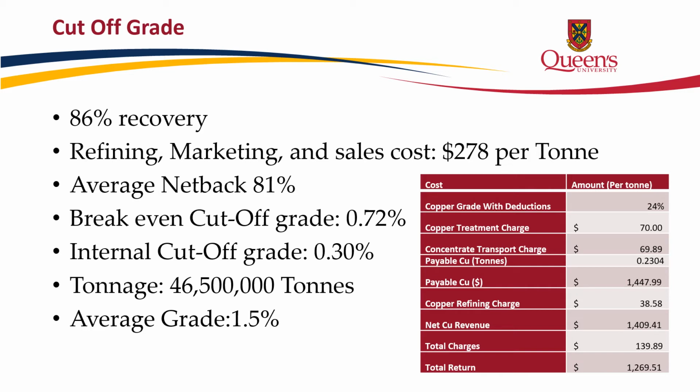The cutoff grade was calculated using the mining, overhead, and processing costs. Because the product is sold as a concentrate, the sales cost of marketing and refining had to be changed to incorporate this fact. The break-even cutoff grade for the Genoa deposit is 0.72%, and the internal cutoff grade without the mining cost is 0.3%. At these values, there's a tonnage of 46 million tons of ore and an average grade of 1.5%.